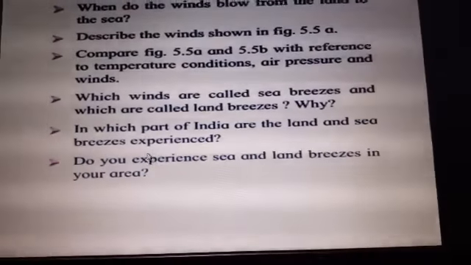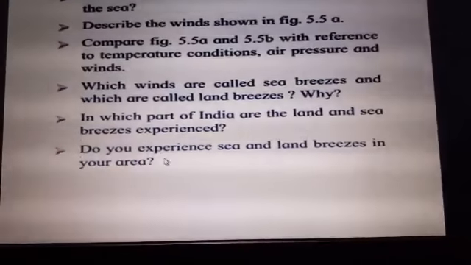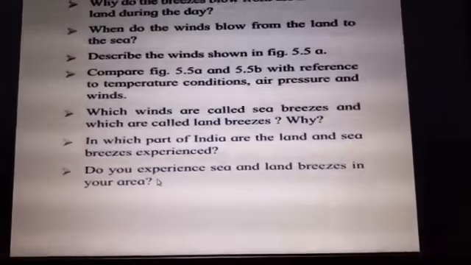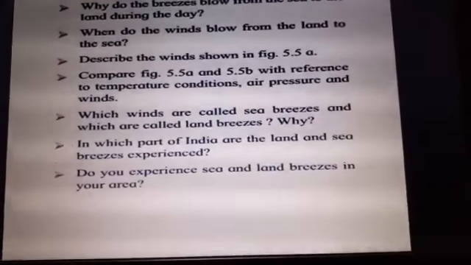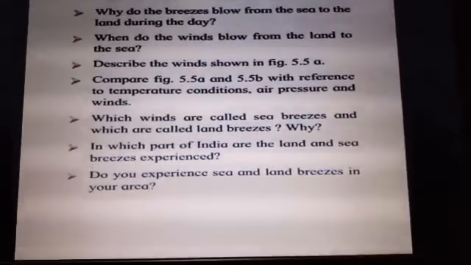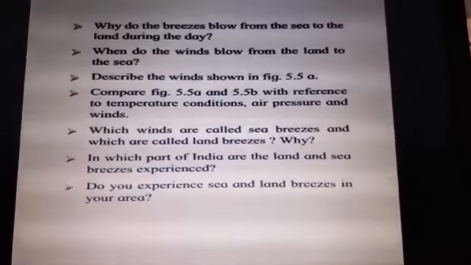In which part of India are the land and the sea breezes experienced? Where will you find them, children? Where we have the land as well as the sea. So the eastern coast and the western coast of India, you can experience land and sea breezes. Do you experience sea and land breezes in your area? Now children, we are living in Nasik, Maharashtra. In Nasik, where we are living, we do not have any coastal area near us, and that is why we are not able to experience the sea and land breezes in our area.